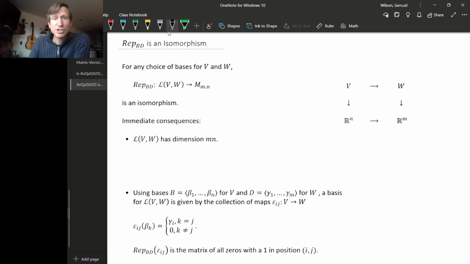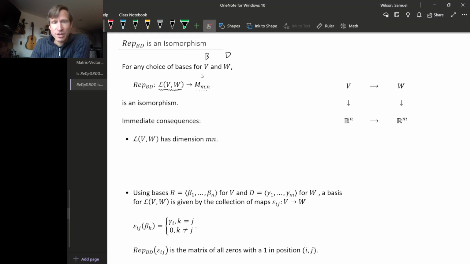We've seen that if we choose bases for vector spaces V and W, B for V and D for W, then the representation map from the vector space of linear maps from V to W to the vector space of m by n matrices is an isomorphism. And that gives us some nice information about this vector space of linear maps from V to W.